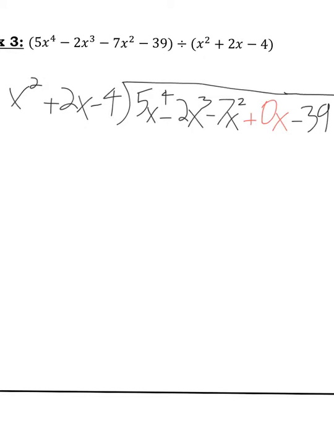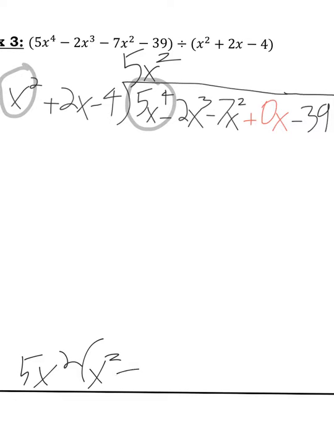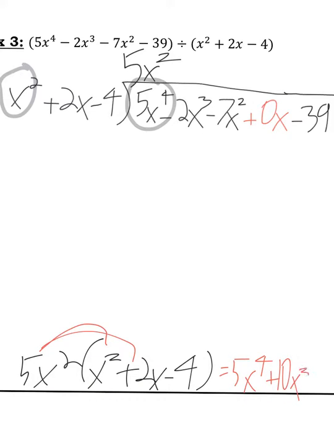The first thing I'm going to focus on is the outside terms. So I'm going to do 5x to the fourth divided by x squared. And 5x to the fourth divided by x squared is 5x squared. So what I need to do is multiply 5x squared by x squared plus 2x minus 4. And so I get 5x to the fourth, of course, because that's what you wanted, plus 10x to the third, and then minus 20x squared.